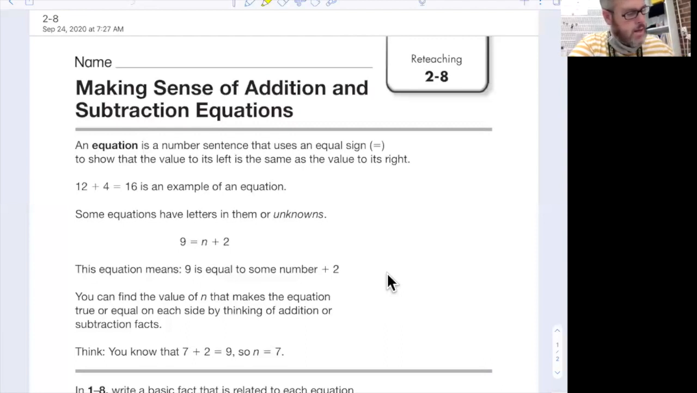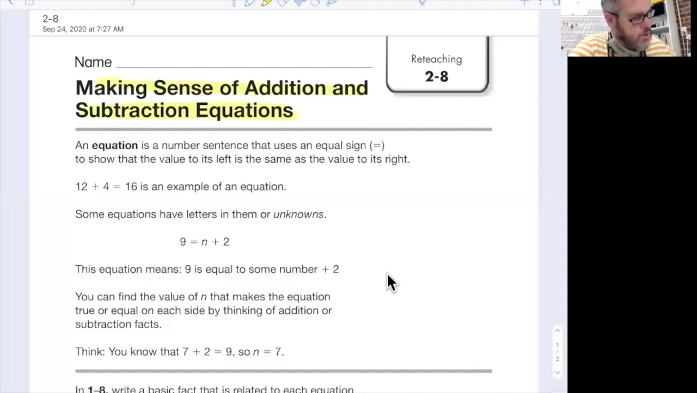And you may think that you already know everything there is to know about addition and subtraction, but it can always allow you to learn more. I'm going to read this part to you. I want you to read it with me. If you want to read it by yourself, you can turn down your volume and read this by yourself.